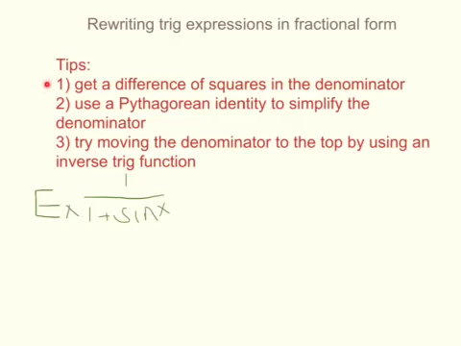So our first tip was to get a difference of squares in the denominator of our fraction. We want to do that so we can use a Pythagorean identity to simplify the denominator. The nice thing about using the identity to simplify the denominator is that, as a Pythagorean identity, we're always going to have something squared in the bottom, or we're just going to have 1 in the bottom. If we have something squared in the bottom, we can try moving the denominator to the top by using an inverse trig function.